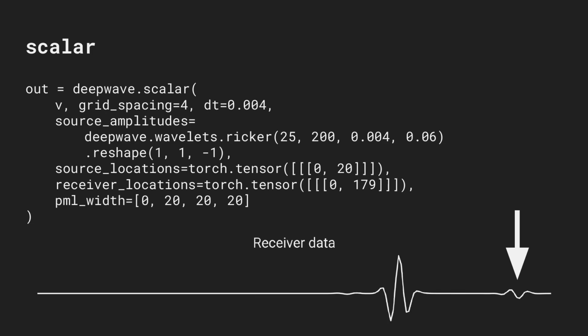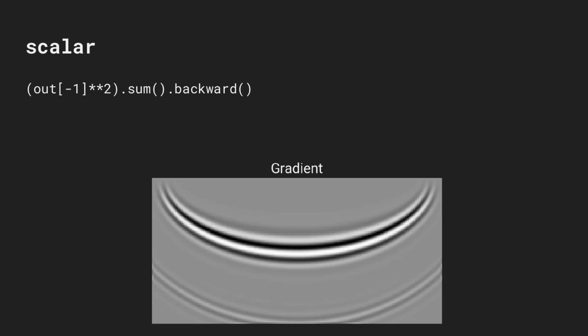I'll show you some snapshots of this wave field in a moment that should make that clearer for you if you haven't seen multiples before. Forward modeling was pretty easy, but backpropagation is even easier. We just need to specify what we want to calculate the gradient of.